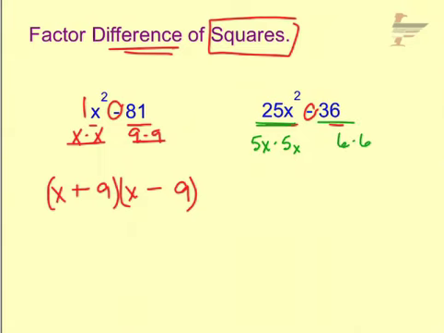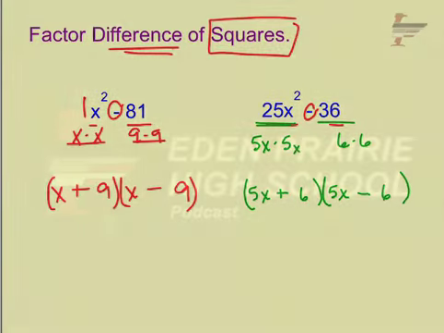That's 6 times 6. So when we factor this, the 5x's go in the first spot, and then the 6's go in the second spot, and then it's just a plus in one spot and a minus in the other. And that's factoring a difference of squares. We want to make sure we can recognize the pattern first, and then it will factor this way every time.